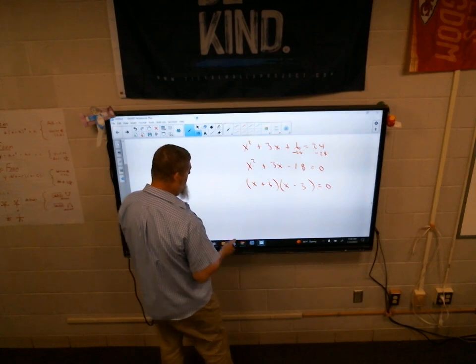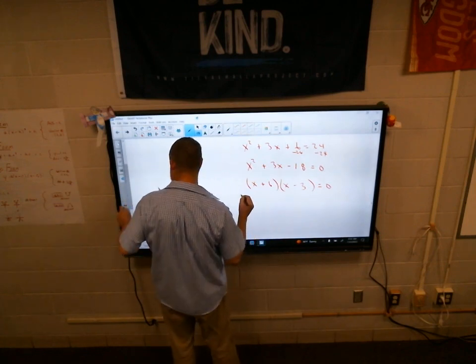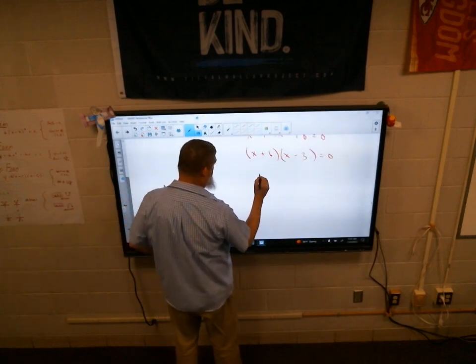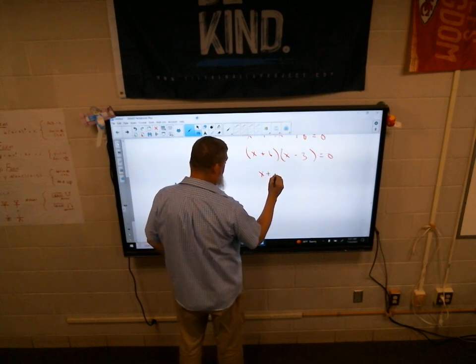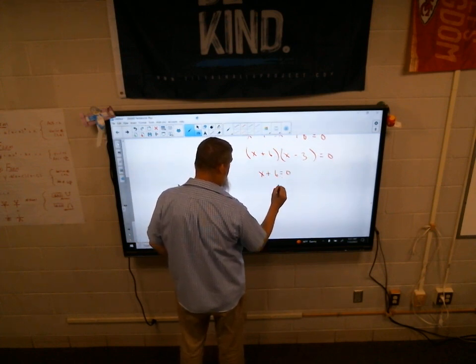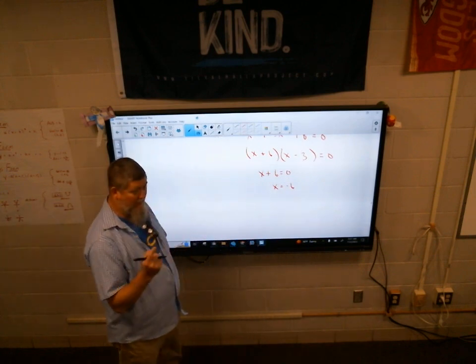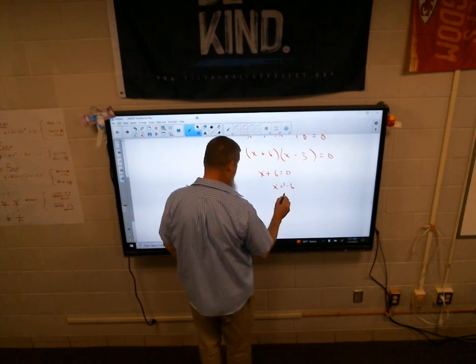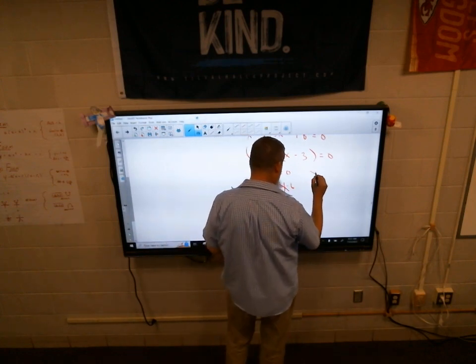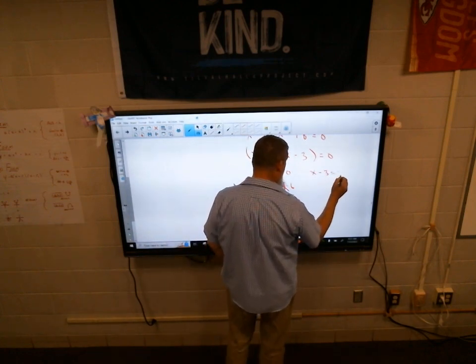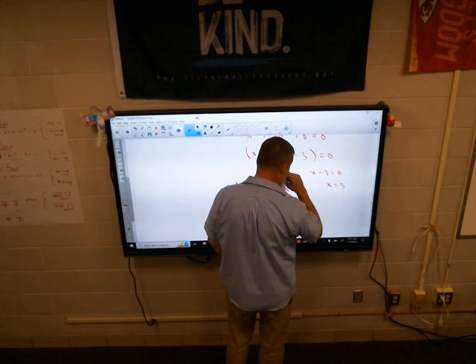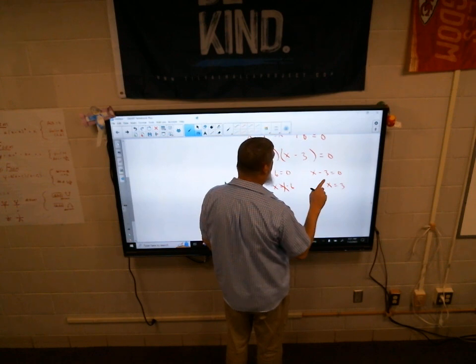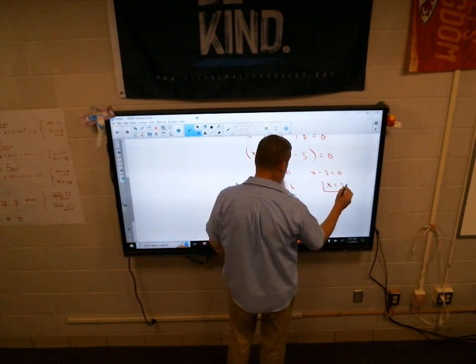Okay, so then once again, to solve it, we take each of these. We go x plus 6 equals 0, and x equals negative 6. Now, that is neither positive nor is it odd. Therefore, that's not my answer. So I come over here and I go x minus 3 equals 0. So add 3, x has to be equal to 3. That is both positive and odd. So there is my answer.